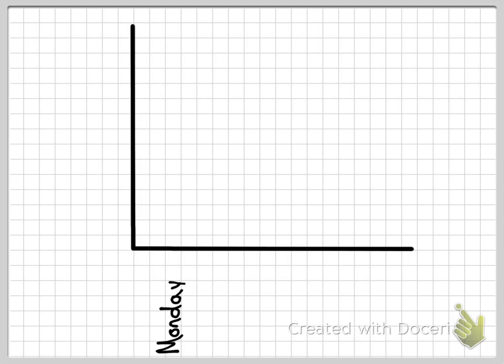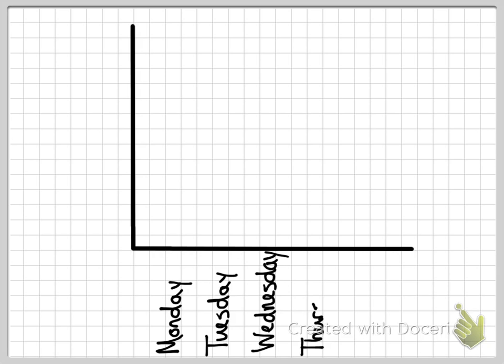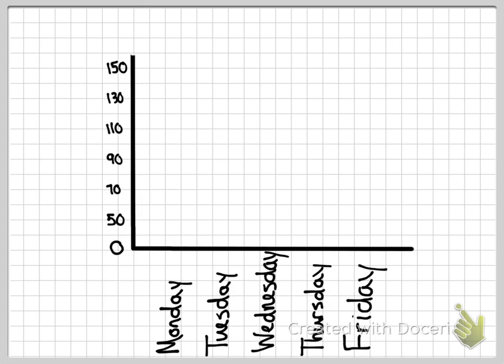So we're going to go Monday, Tuesday, Wednesday. That's our horizontal columns. We start at 0. Like I said, we always start our bar graph at 0, but then we jump up to 50. Okay? Now, for me, when I went by 10s, I didn't have enough room, so I could go by 20s. That would be a little bit easier.